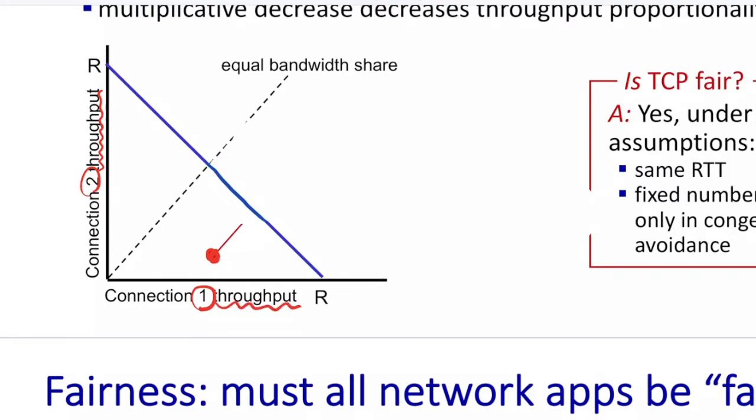At time 0, we can see that connection 1 has larger throughput. Let's assume the capacity R is 100 units, for example R bps. At time 0, let's just assume connection 1 is 50.